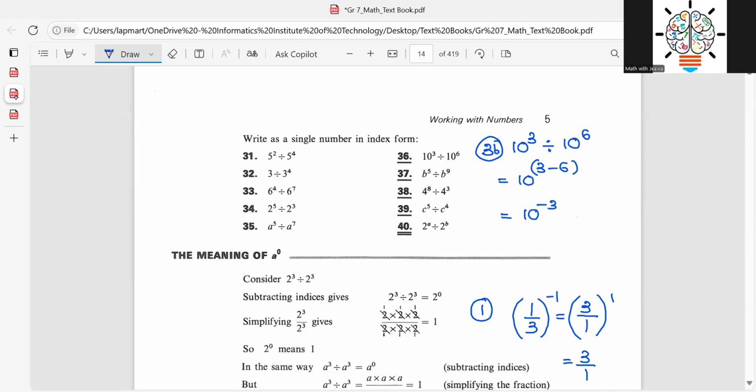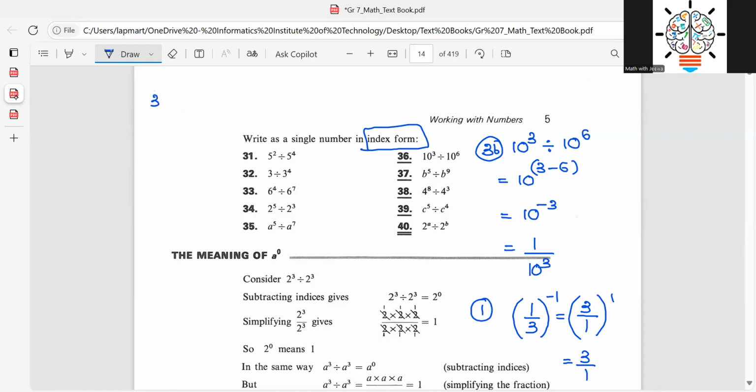Can I do something for this answer? No. Why? Because they have asked me to keep the answer in index form. Therefore, I just keep it as it is. By any chance, if they have asked me to keep the final answer as a positive index, then you can convert that 10 to the power negative 3. But if needed, you can write that step also, like this. So then they might give you either the last step or before that.